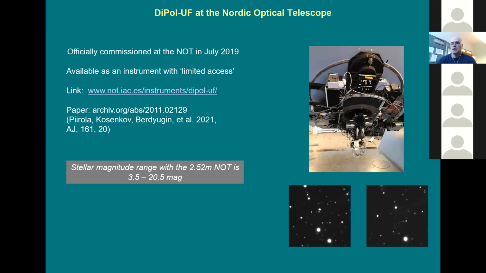The photo on the right side shows you the Dipole UF mounted on the Cassegrain focus of the Nordic Optical Telescope. And the 2 lower images show the image of a stellar field with the polarimeter unit inserted in the optical path, so all stellar images are doubled. And on the right side, the same field with the polarization unit retracted.